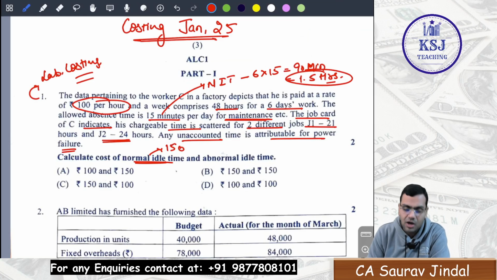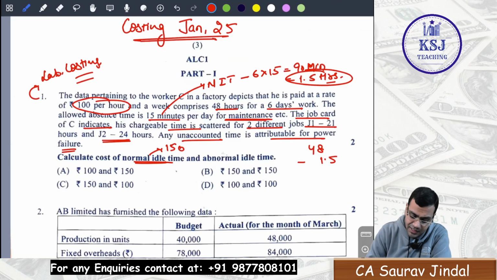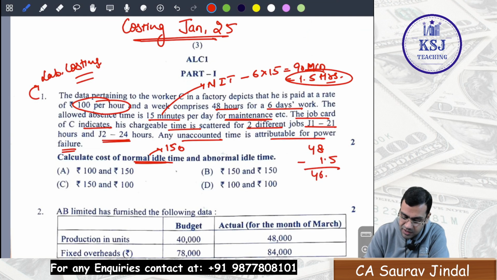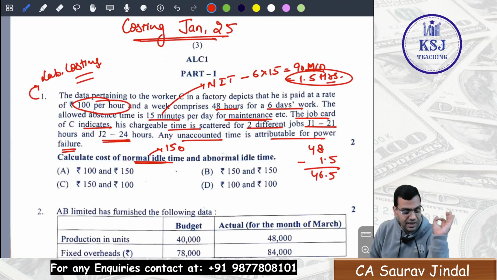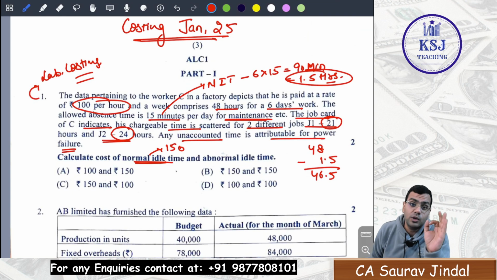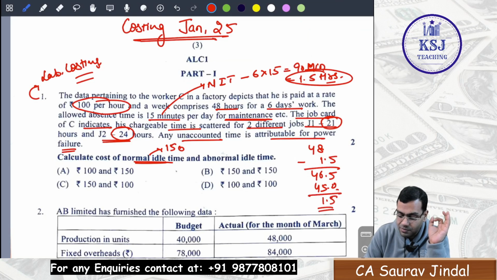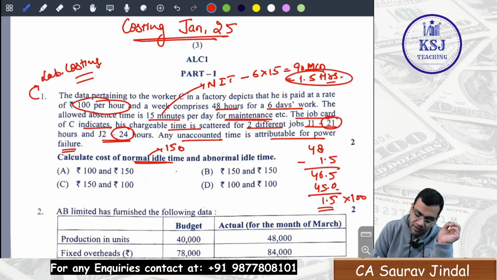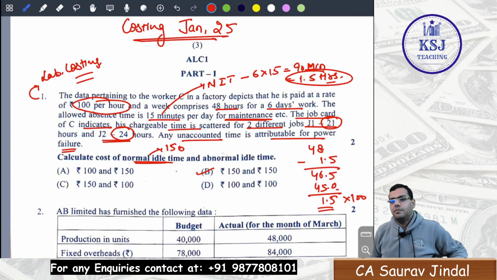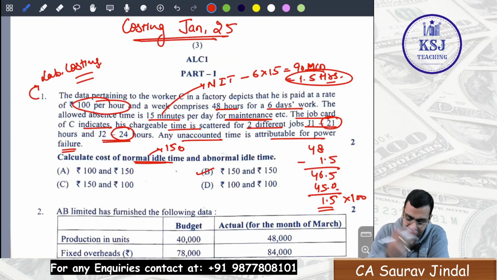What about the abnormal idle time? Total allowed hours is 48. Out of that, 1.5 hours is normal idle time, given as 15 minutes per day for maintenance and all. So 46.5. Out of this, what is the time which has been charged to the jobs? That is 21 plus 24, so 45 hours have been charged. So 1.5 hours is the abnormal idle time, into 100, that is 150. So the answer should have been 150 and 150. Clear? So this is a labor costing question.